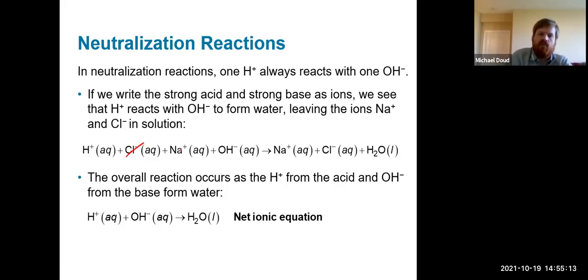Now, the chloride ion and the sodium ion are just aqueous on both sides of the equation. They're what we call spectator ions. And so they don't really participate in the reaction. So the net ionic equation for any of these, that just means what is actually happening. It's 1 mole of hydrogen ions reacting with 1 mole of hydroxide ions to form 1 mole of water.